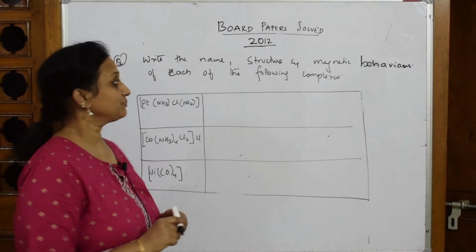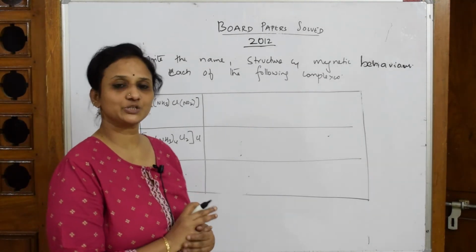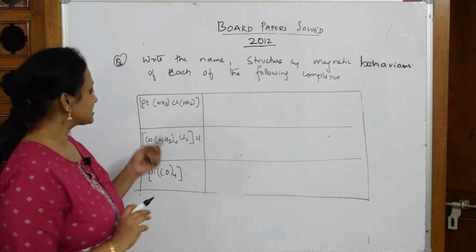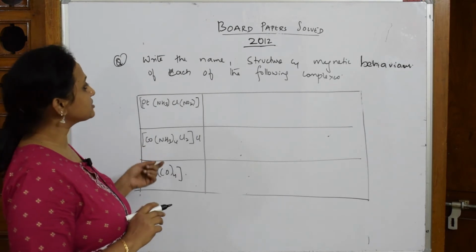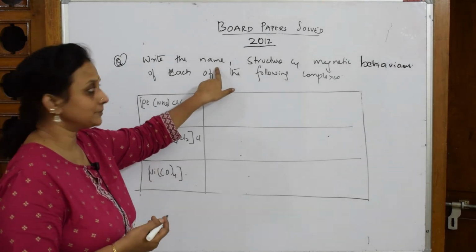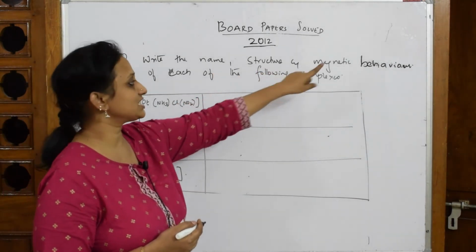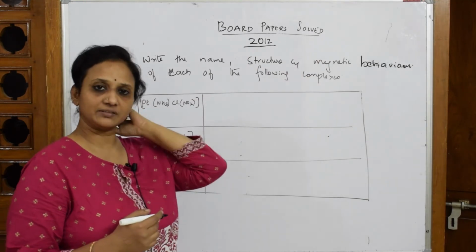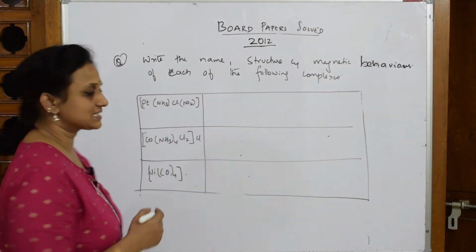Right. Now let us come back and solve your 2012 paper. So in the 2012 paper, what do they give us? They've basically given us 3 complexes and we are supposed to find the name, okay, nomenclature. You have to draw the structure as well as the magnetic behavior. 3 concepts together they've combined and given to us. Let's start how to do this.